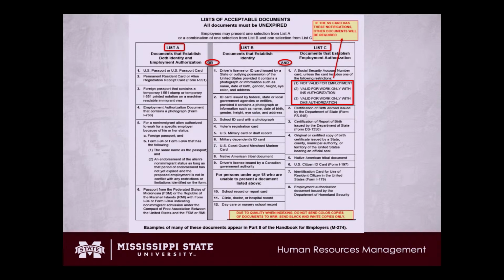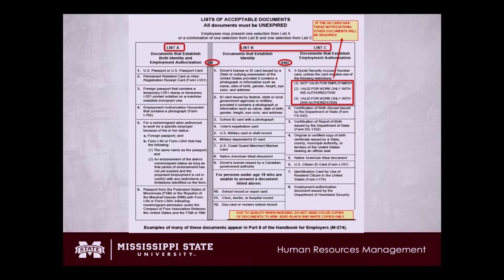Here's the list of acceptable documents. Be aware they can either choose one from list A or they would need to choose one from list B and list C. We don't need anything from list B or C if they've used the correct documents from list A. Over-verifying should not be done.